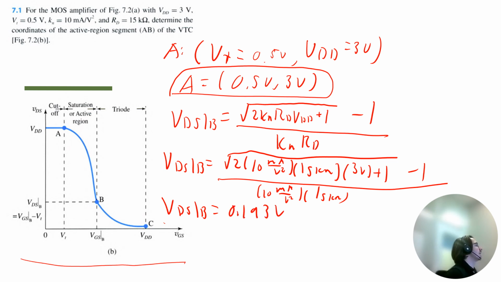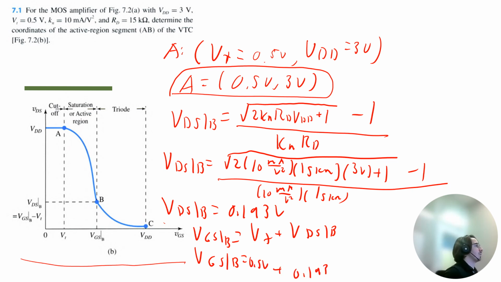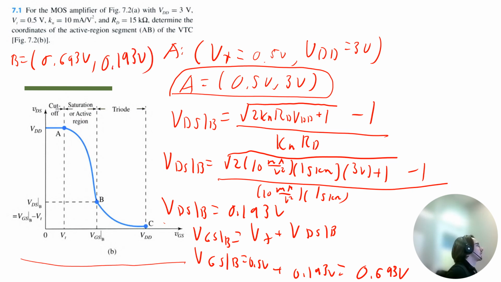And lastly, VGS at B is simply equal to the threshold voltage plus VDS at B. So that means VGS at B is just equal to 0.5 volts plus 0.193 volts, which is equal to 0.693 volts. So that means our coordinates for B, VGS will be 0.693 volts, and VDS will be 0.193 volts. And that answers the question.